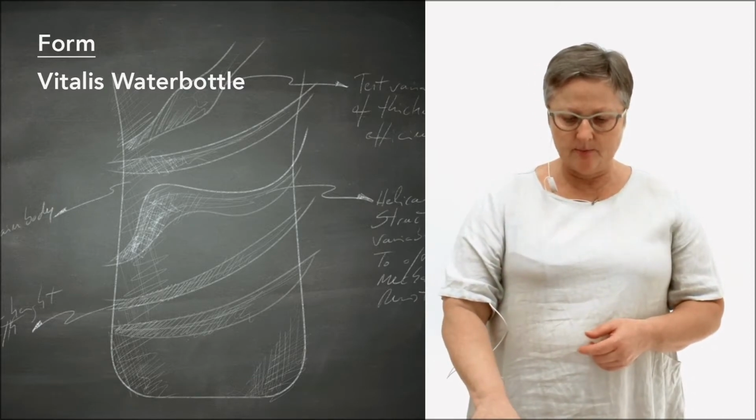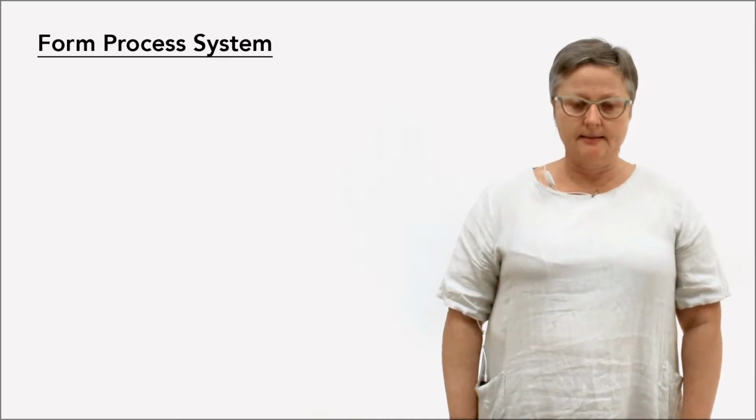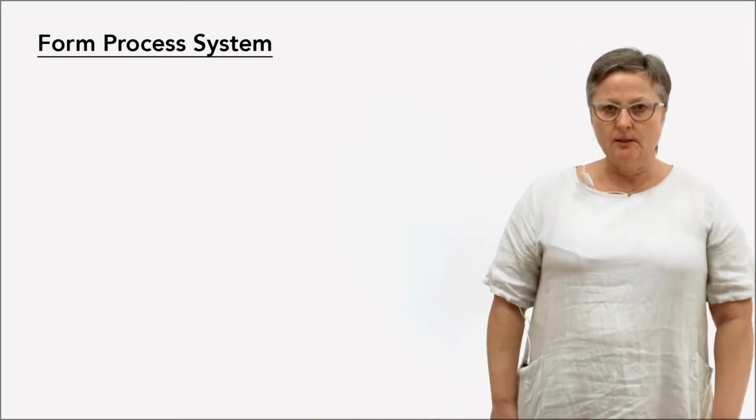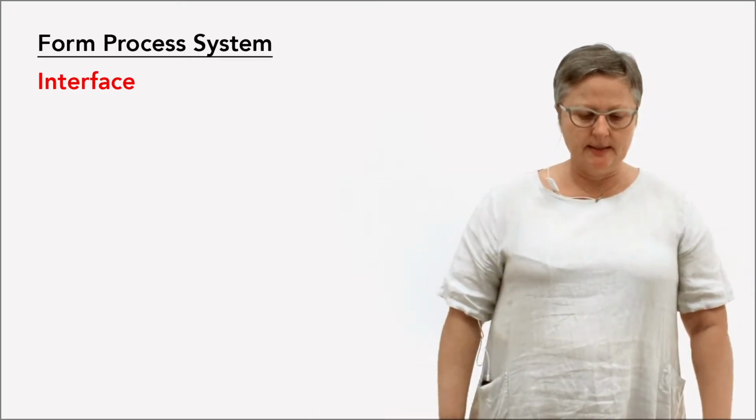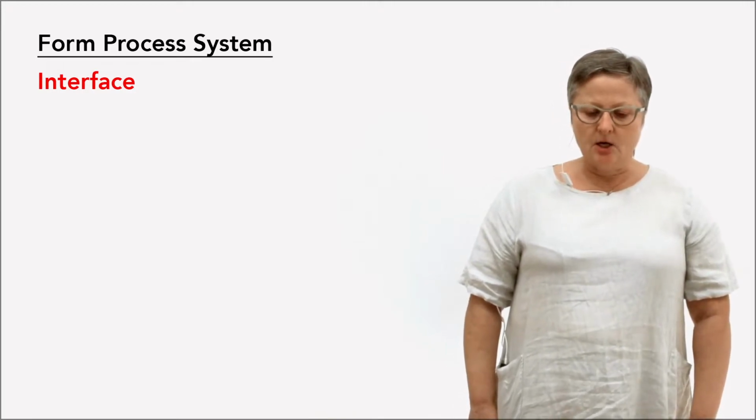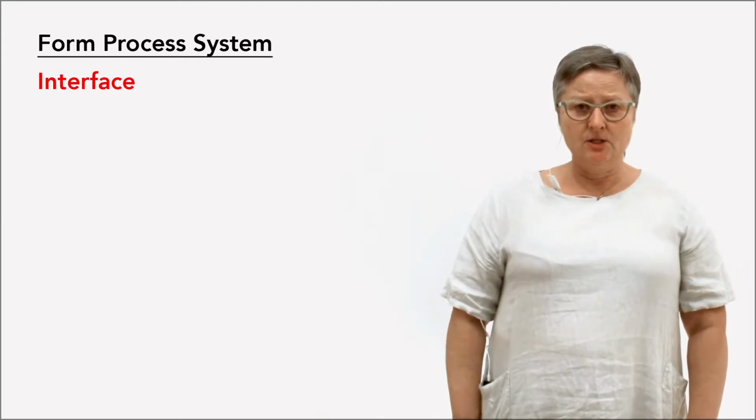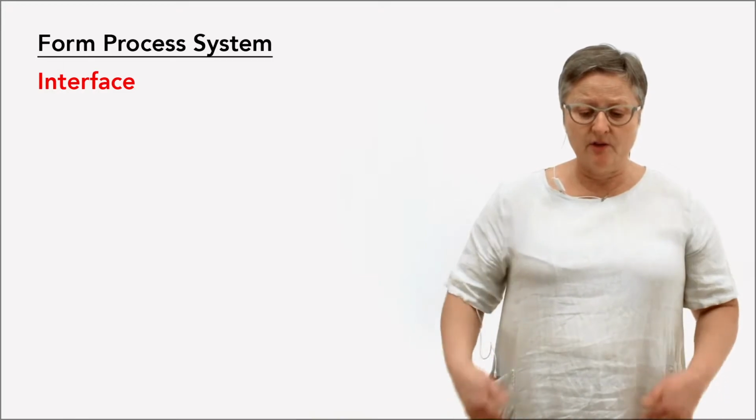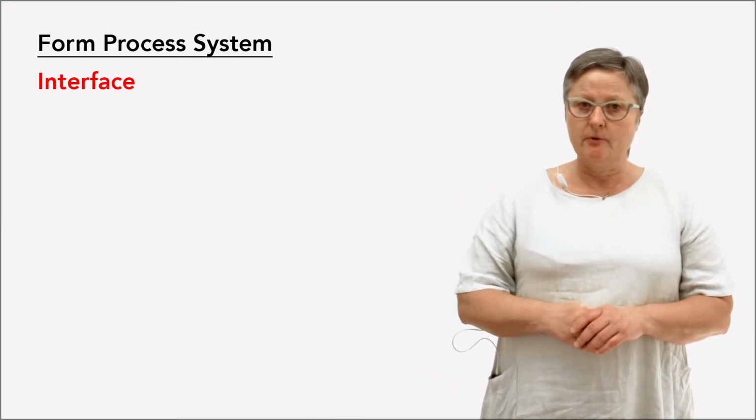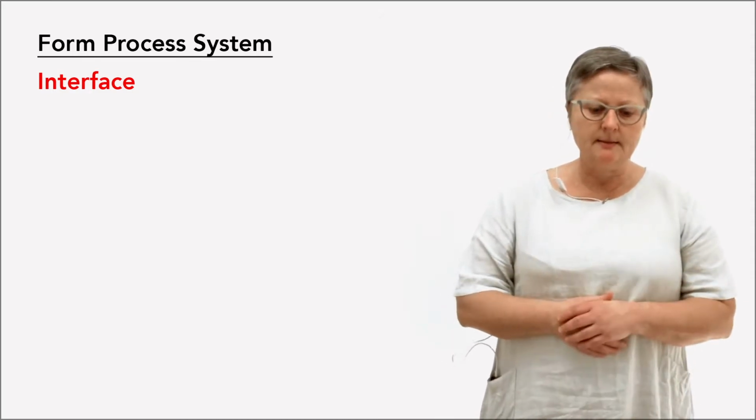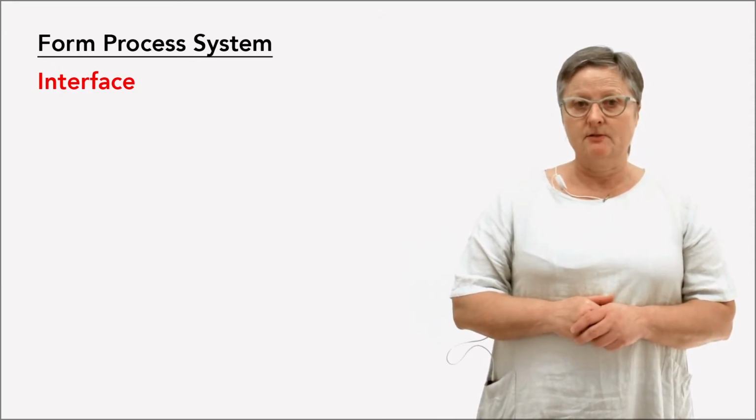Another form example. So let's look at an example that shows us all three: form, process, and system. There's a company called Interface. They make modular systems for flooring, carpets basically. And they started with biomimicry many years ago. They were the first pioneers that brought biomimicry to their own business and really were very successful with it.